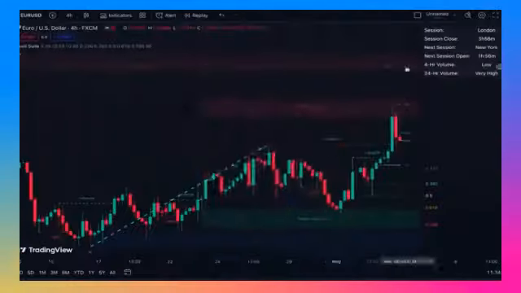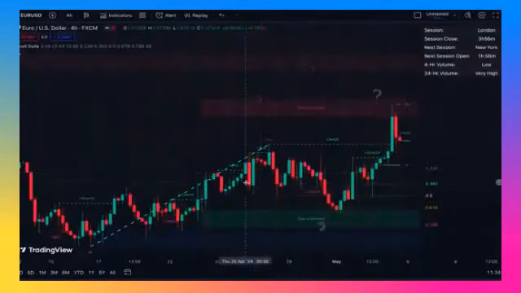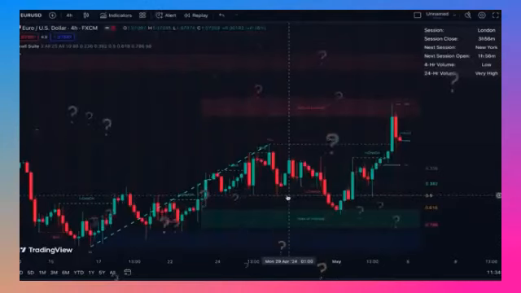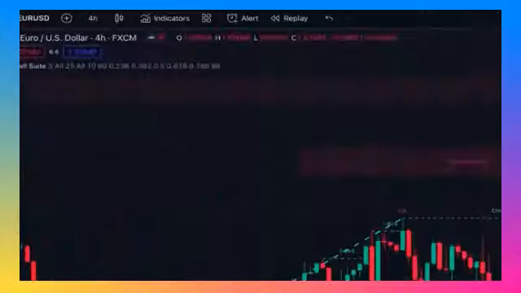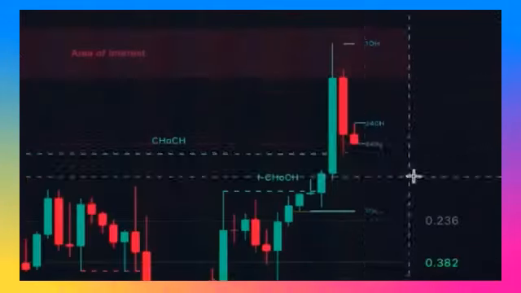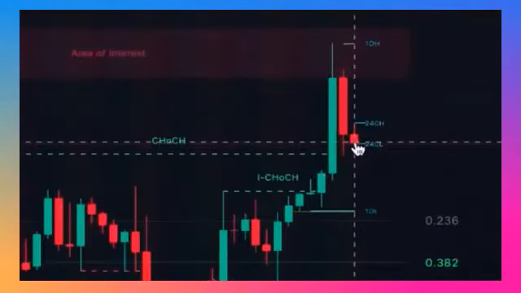Alright, the indicator is overlaid on the price chart, and as you can see, many lines, levels and labels are added to our chart, which I will explain all of them now. Right now we are on the 4 hours time frame, and this is the last candle that we have. The market is closed now.